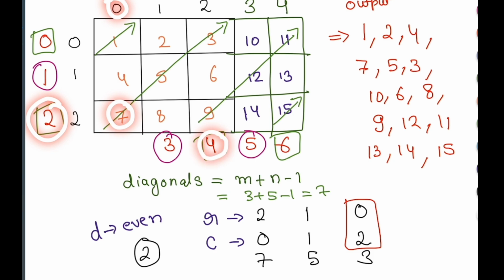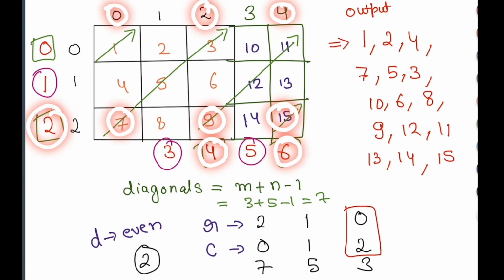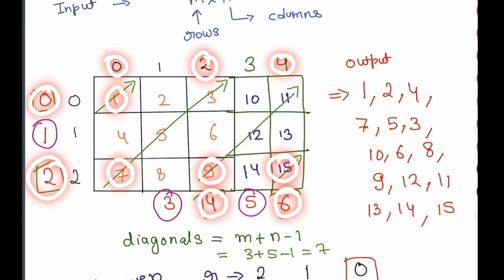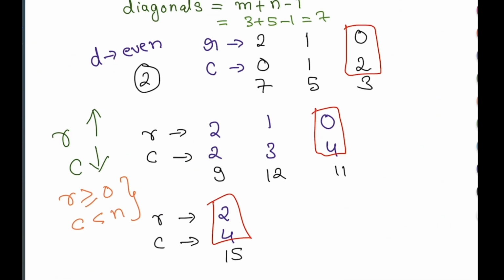For the diagonal 4, it is row 2, column 2. For the diagonal number 6, it is row number 2, column number 4. For the diagonal number 0, it is row number 0. So basically, what you will notice here is, our starting point for the row will never be more than the number of rows we have, right?